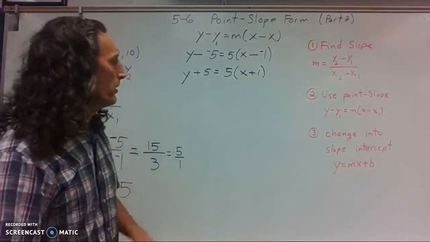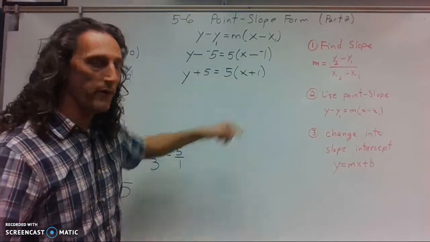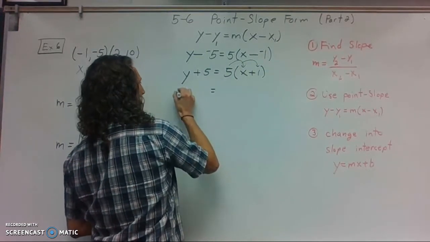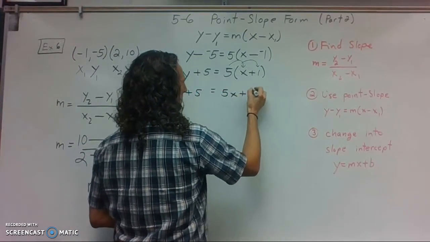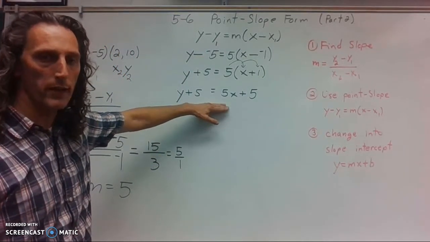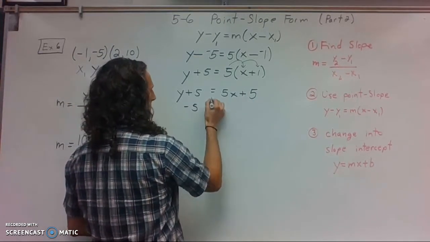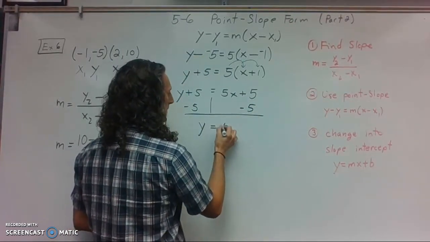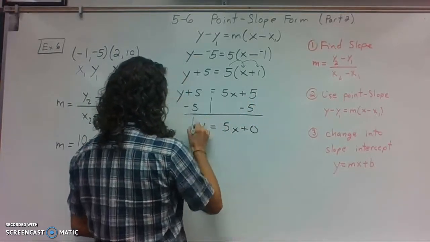All right? So to change this into the slope-intercept form, I have to distribute my 5. So I'm going to go 5 times x, 5 times 1. So I'm going to go y plus 5 equals 5x plus 5. All right, so I did my distributive property, I multiplied. And now I'm just going to move this 5 back over to here. So minus 5, and then I have y equals 5x, and then these two, 5 plus the -5 is 0. And that is my answer.